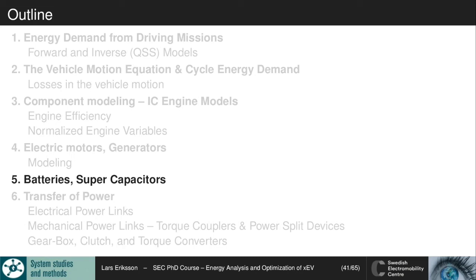Now we're ready to jump into some energy storages in the electrified vehicles. We will look at batteries and supercapacitors.